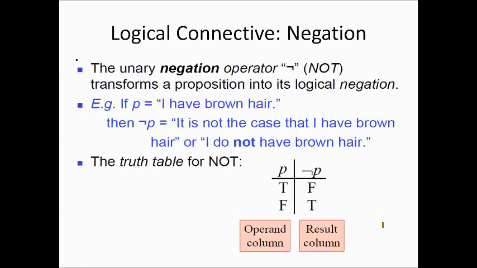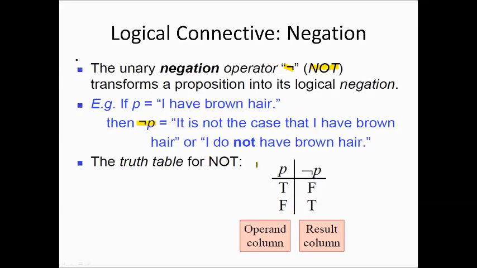So logical connective, let's discuss it one by one. We're going to start with the negation. Again, negation is unary. When you see the symbol, it means not. It transforms a proposition into its logical negation. For example, if P is equal to I have brown hair, then not P is: it is not the case that I have brown hair, or I do not have brown hair.